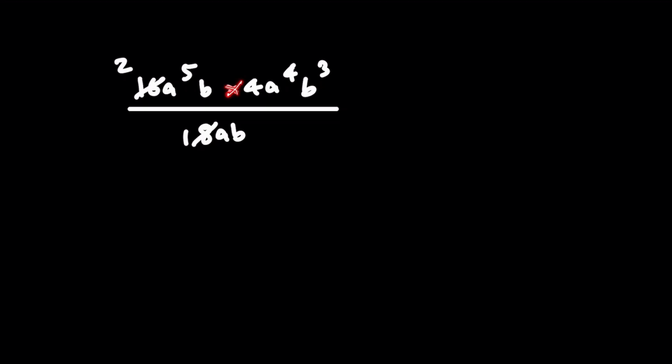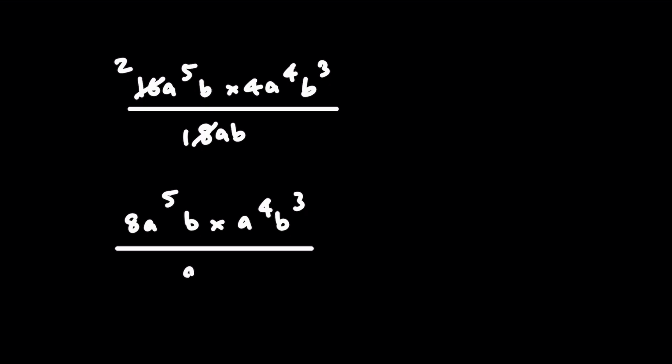Remember, you can only do this if there's a multiplication here. If it was addition, you cannot do that. Then I can times this 2 with the 4 here, and 2 times 4 is 8. So I have 8a to the power of 5, b times by a to the power of 4, b cubed, divided by ab.